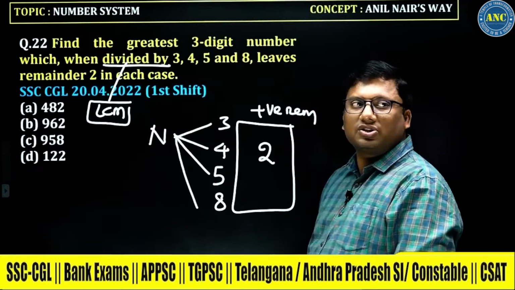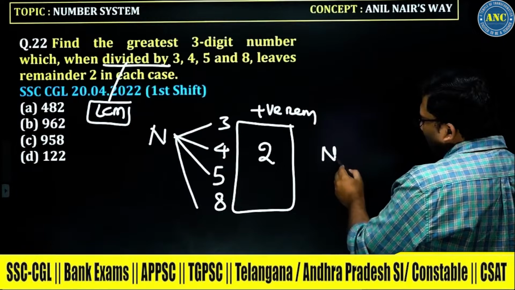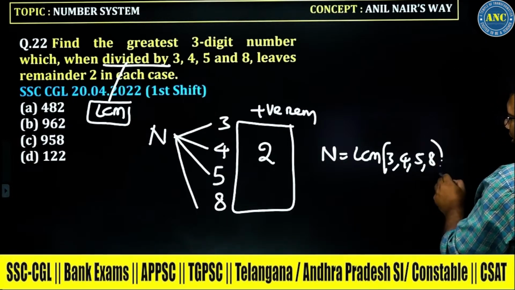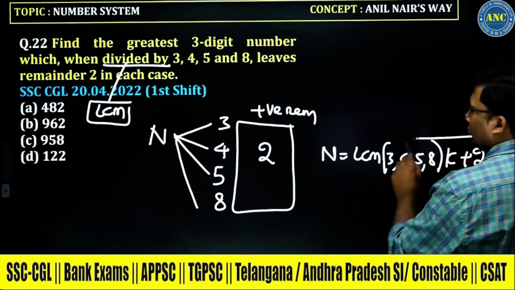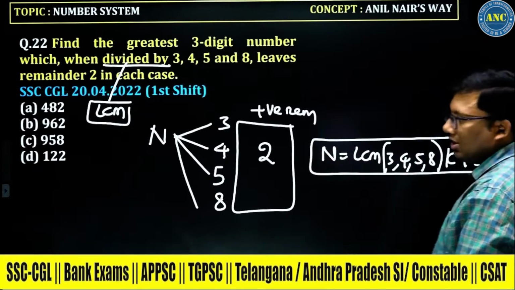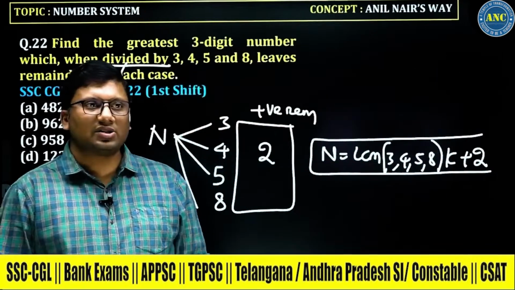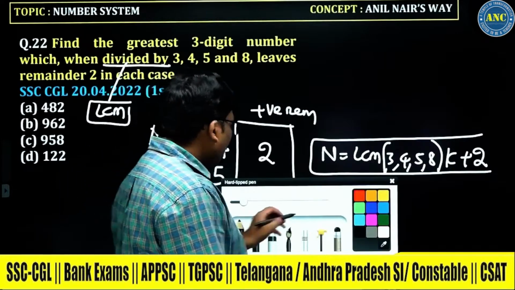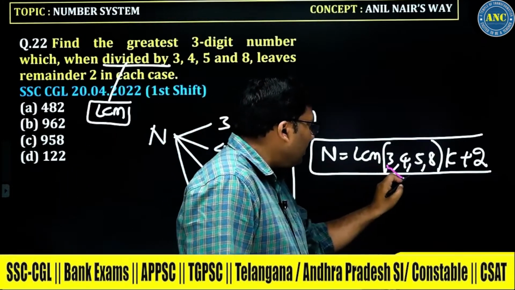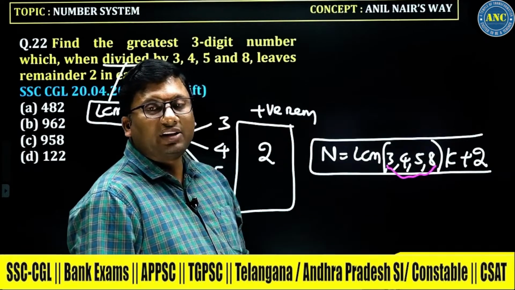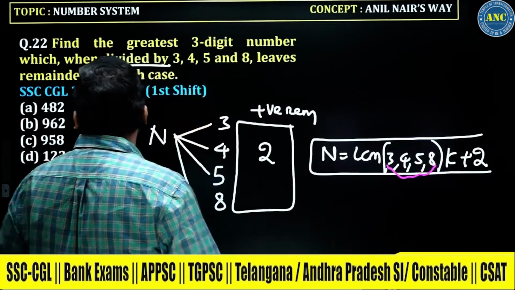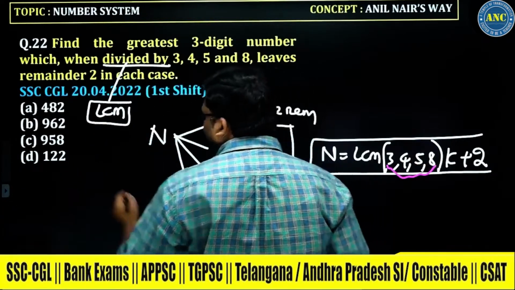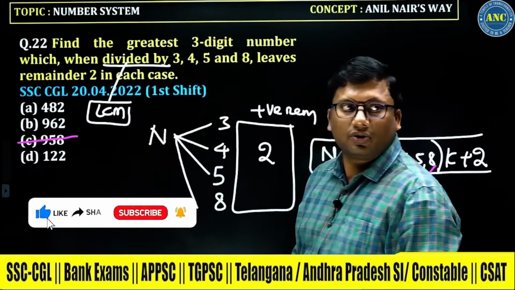In all the cases, the positive remainder is 2. That means the number is getting divided by 3, 4, 5, 8, and in all the cases the positive remainder is 2. Now if you see here, this is divided by 3. The answer, when divided by 3, should leave positive remainder 2. When divided by 5, the positive remainder should be 2.